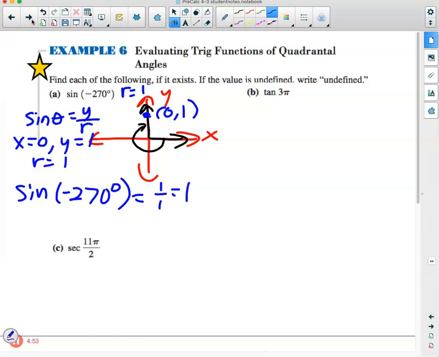Not too bad. Like I said, this is definitely quadrantal. You have to think a little bit differently. And I definitely talked through baby steps on this one. It'll go much faster as you start seeing more of these. So for B, tangent of 3 pi.